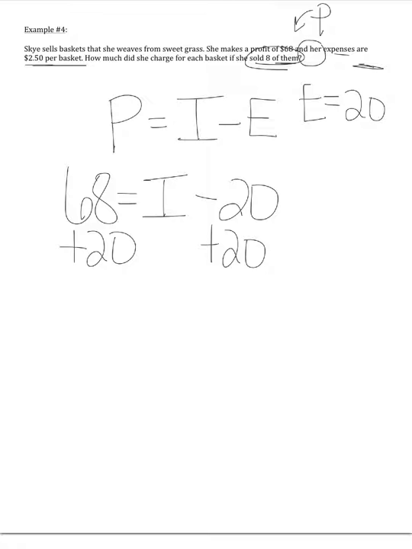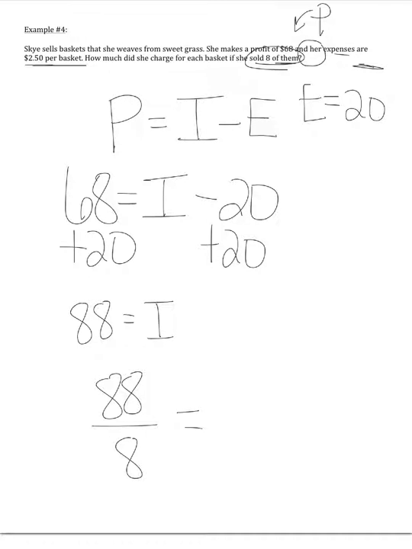So she ended up bringing in $88 worth of money for selling the 8 baskets. That would mean if she sold 8 of them and she brought in $88 total, you just need to take the $88 divided by 8, the number of baskets that she sold, to end up finding how much each one cost. So 88 divided by 8 is 11. So each basket she charged $11 for.